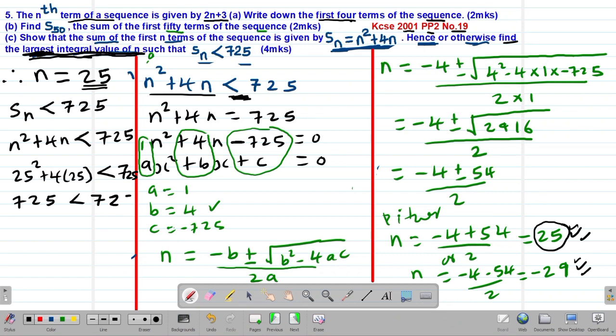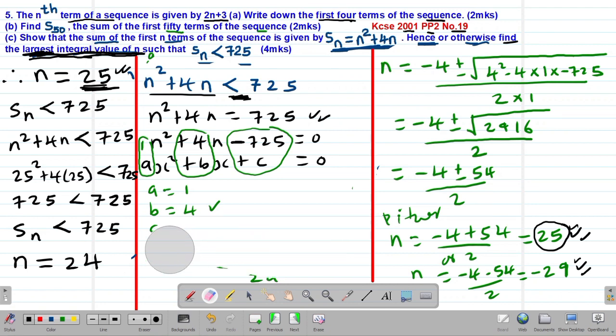So remember the value of n that we have gotten here, we were assuming that this one is equal to 725. Therefore, the question wants the value of n such that Sn, the value of Sn is less than 725. So of course, the possible value will just be when we pick n being 24. So the value of n that will give us the value of Sn being less than 725 is n being equal to 24. And we can actually try to prove this and see whether it is true.